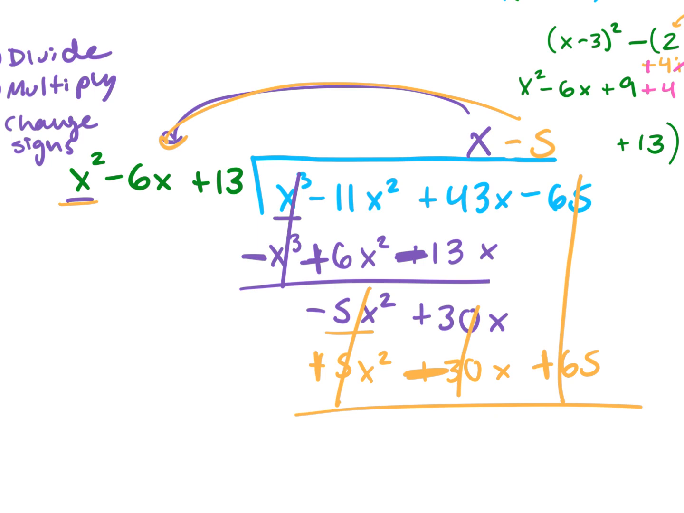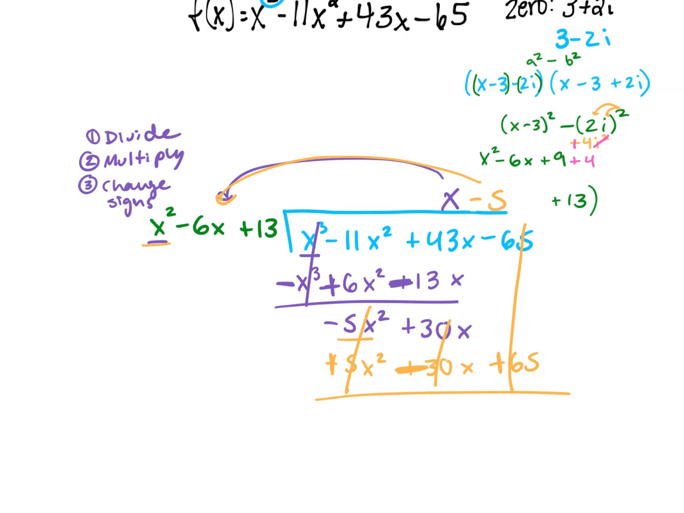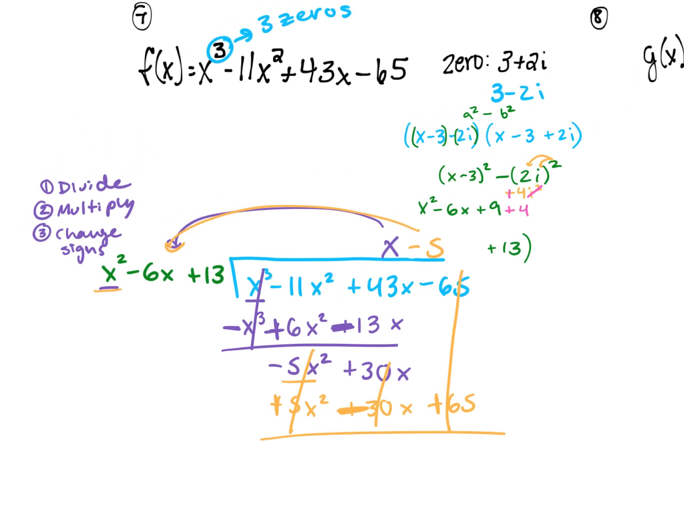Everything will cancel. So it is kind of annoying because we have to do long division again, but you really are not doing it that much, and you can check your work by doing it because everything's going to cancel. It's not like we had 100 steps of long division here. So if x minus 5 is a factor, what does that tell us that x is equal to? 5. So our 3 zeros are 5, 3 plus 2i, and 3 minus 2i. Questions?